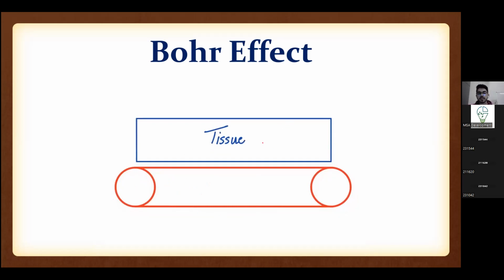So let's just say this is a skeletal muscle, for example. It's producing CO2. CO2 is produced in the skeletal muscle as a result of its normal functions, such as the Krebs cycle and cellular respiration. So when oxygenated blood comes here, the CO2 is going to diffuse from the tissue to the capillary. Why? Due to a pressure gradient.